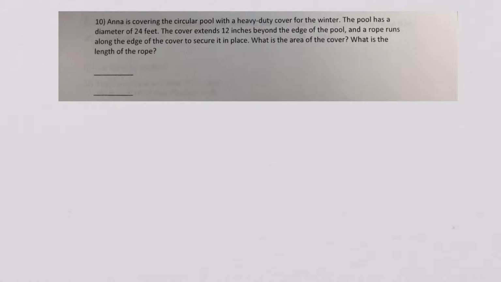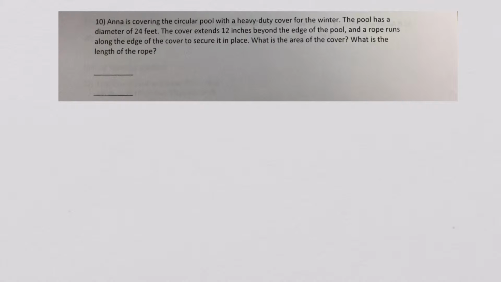Anna is covering the circular pool with a heavy-duty cover for the winter. The pool has a diameter of 24 feet. The cover extends 12 inches beyond the edge of the pool, and a rope runs along the edge of the cover to secure it in place. What is the area of the cover, and what is the length of the rope?